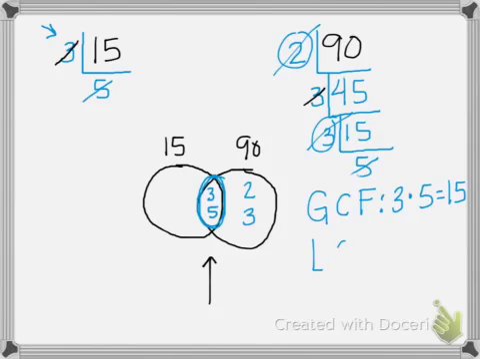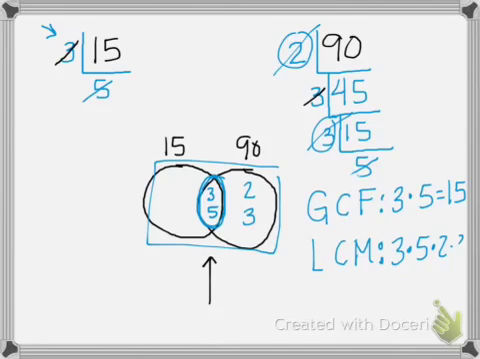Now to find the LCM, we multiply all the numbers in the entire diagram. So we're going to do 3 times 5 times 2 times 3. And I know these aren't in order, I'm just looking at them as they are set up in the Venn diagram. Okay, so 3 times 5 is 15, times 2 is 30, times 3 is 90. And there's our answer.